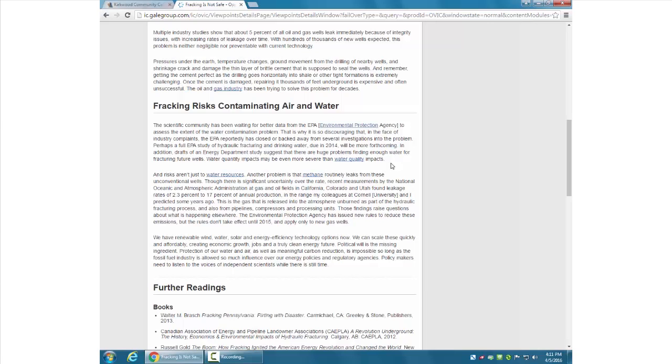So look at his characterization of an oversight agency and contrast that to the characterization in the previous opinion piece.